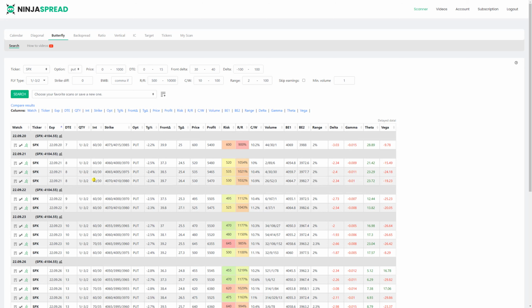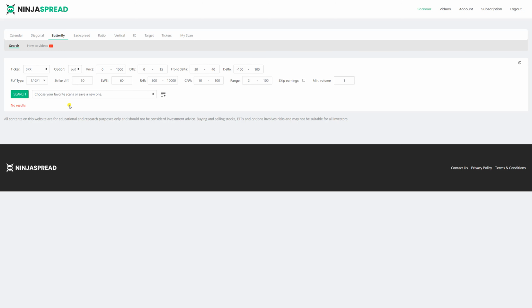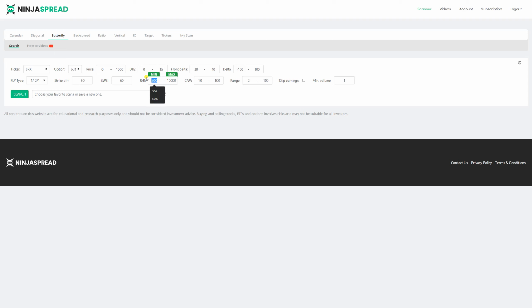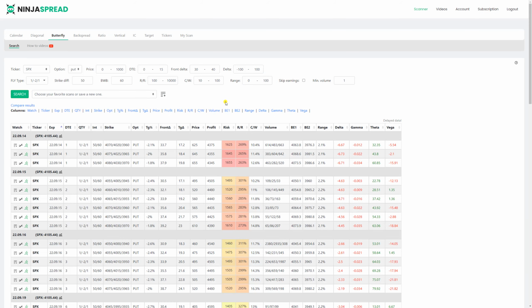So far we have looked for symmetrical butterflies. So now let's see how broken wing butterfly works. Let's go back to the standard configuration and try to find something with a broken wing that has 50 as the first leg difference and 60 as the second leg difference. And obviously the reward to risk has to be much lower, and I don't want to define the range right now, just to see what the results are.